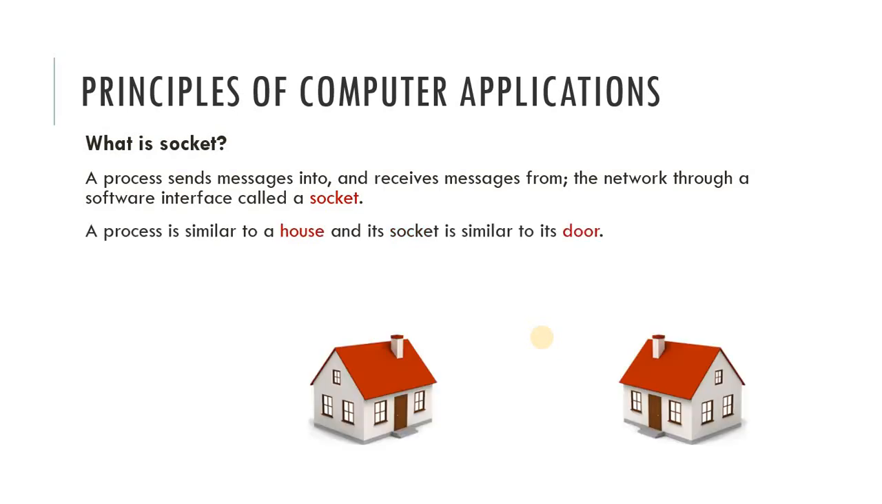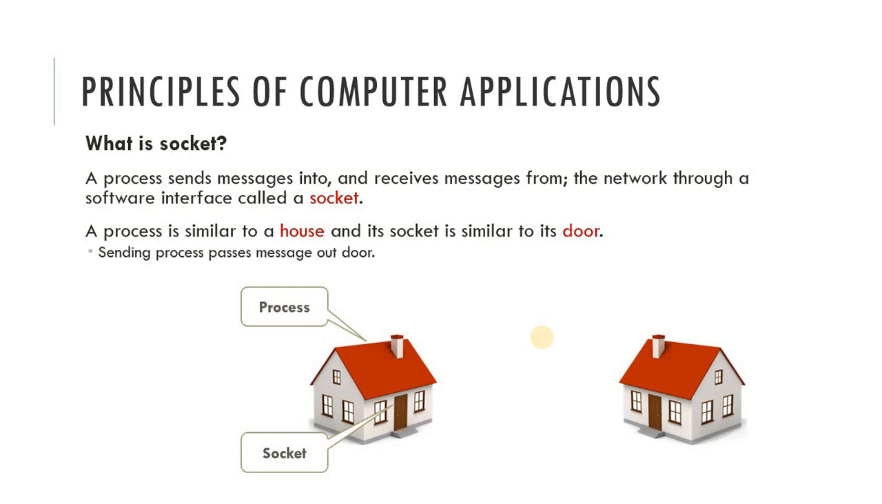A process is similar to a house and a socket is similar to its door. So there is one house, which is called the process, and the door is called the socket. Why? Because a sending process passes a message out through a door. All the communication is done via the door, not via the house. If someone sends you a parcel, you collect the parcel from your door. So all the communication is done via the door, and that door is called the socket.